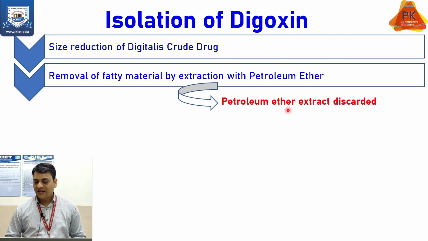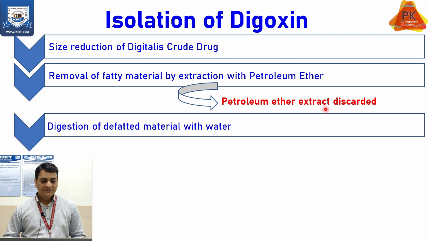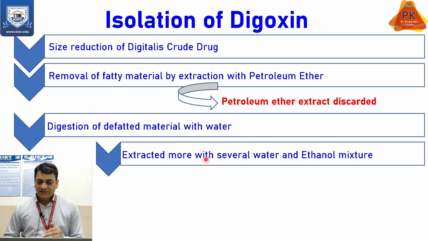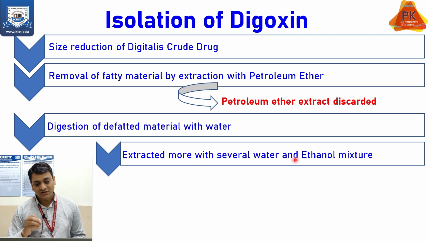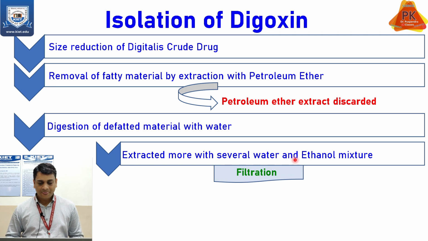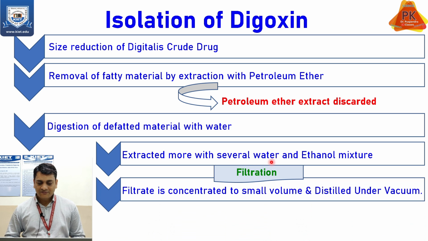Here the petroleum ether extract will be discarded, and the defatted material, which is the crude drug, is digested with water, and after digestion it is extracted further with several portions of a water and ethanol mixture. After digestion we add a further amount of water and ethanol mixture for proper extraction of the glycoside, digoxin. After that we filter this mixture, get the filtrate, then concentrate the filtrate to a small volume and distill it under vacuum.